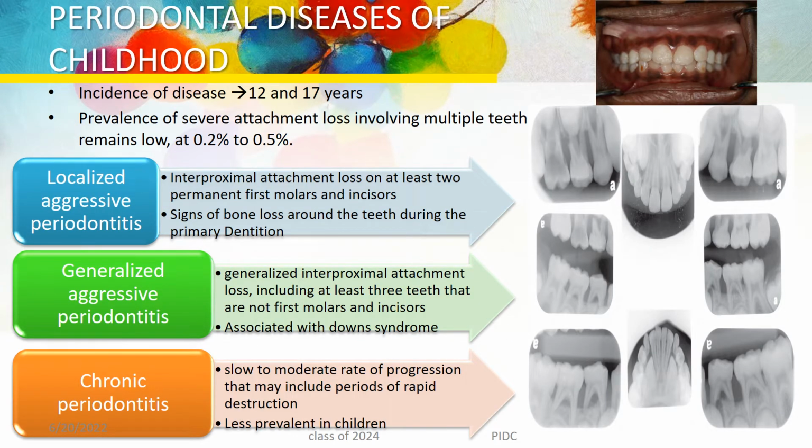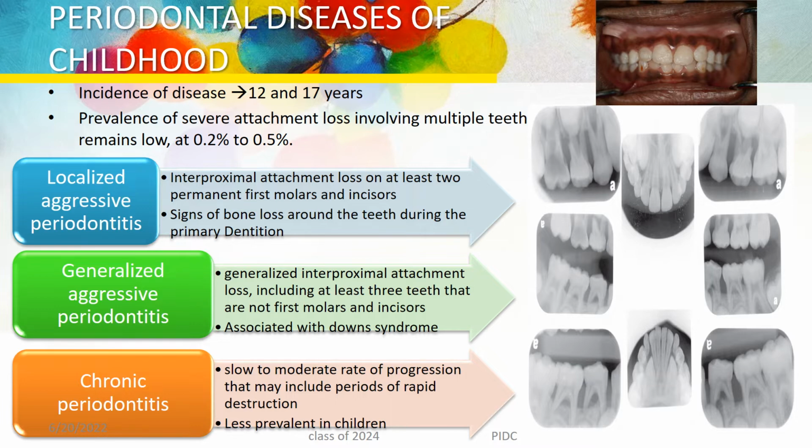Next, coming on to periodontal diseases of childhood. The incidence is around 12 to 17 years of age, and the prevalence of severe attachment loss involving multiple teeth remains low, at a rate of 0.2 to 0.5 percent.